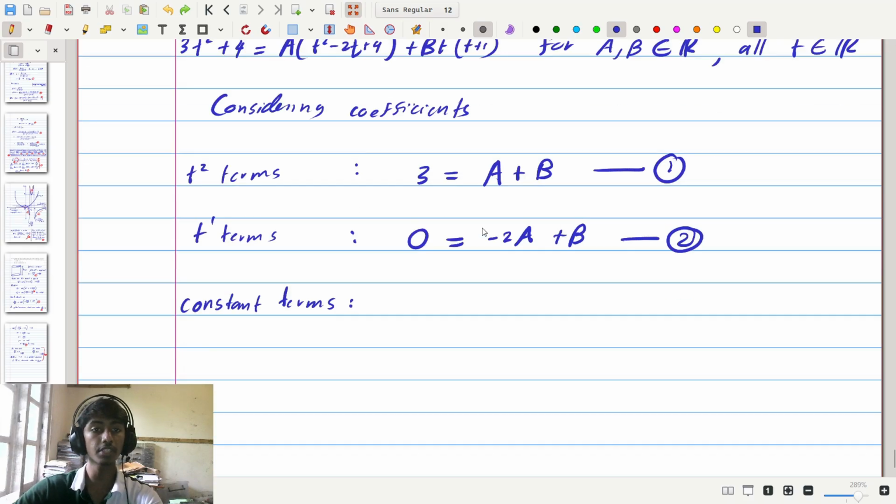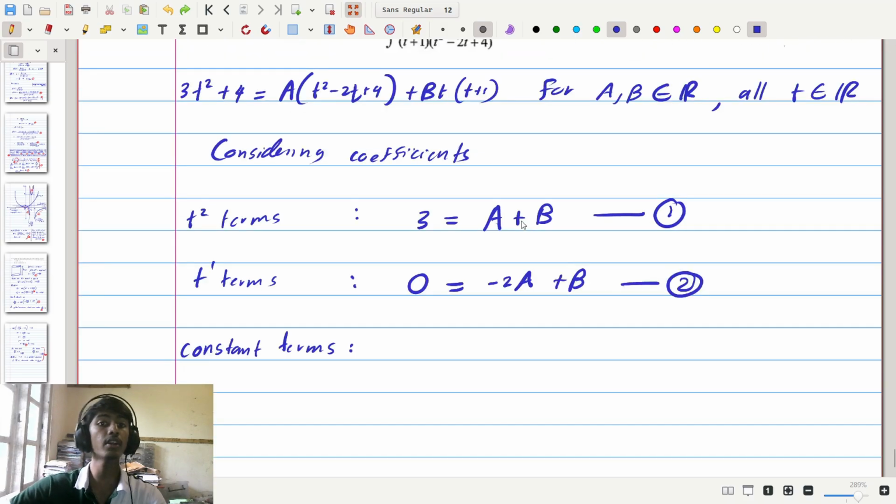So for the constant terms on the left hand side, we can see we have only a single 4, so we have 4 equals, on the right hand side we have a times 4, which is 4a. And considering the other term, since we have b times t already, none of the terms coming from this could be constant terms, and therefore we have 0 constant terms coming from there, meaning the only constant term is 4a, which is equal to 4, and that's going to be equation number 3.